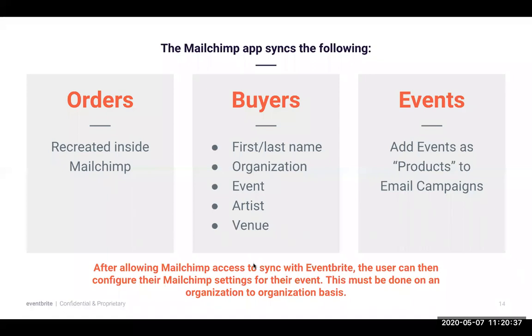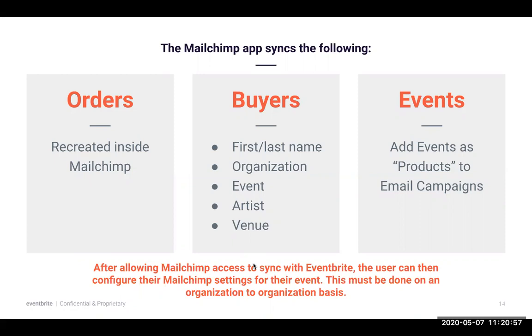The MailChimp app for Eventbrite really makes it a breeze to reach your community through email and build lasting connections before, after, and between your events. With a drag and drop builder and ready-made email templates, it's easier than ever to build eye-catching emails that make you look like a pro. Plus, buyers and events sync automatically to MailChimp, ensuring your list is always up to date.